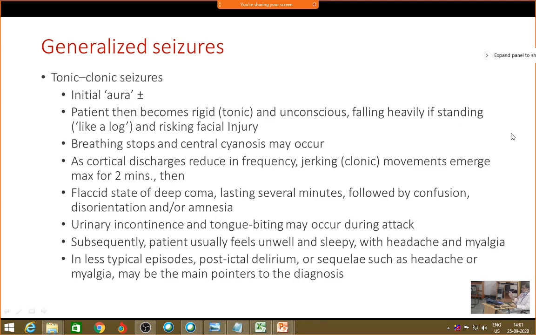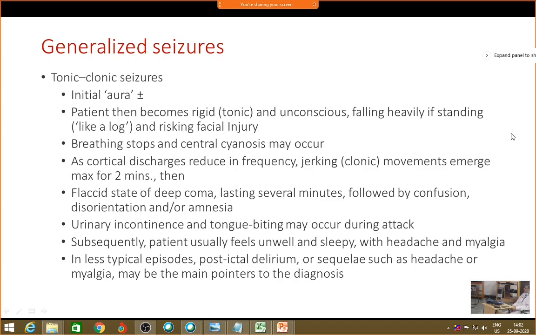After that short period of around 30 seconds, you will find that the person's contractions relax and they go into a clonic phase, that is the jerky movements, and that will last for up to about 2 minutes. This is followed by the stage of flaccidity, when the muscles totally relax, the person's level of consciousness remains unchanged, and from that they gradually recover.